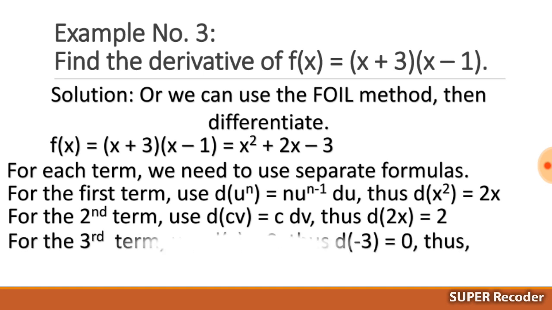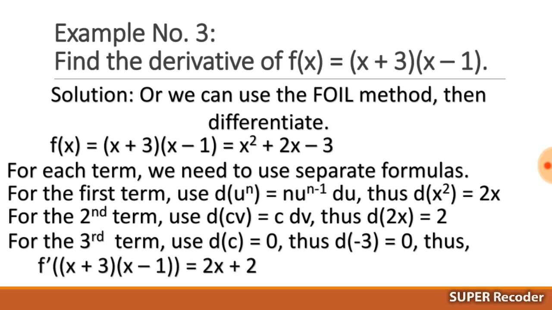And for the third term, since it is a constant, we're going to use the derivative of a constant, which is equal to 0. Regardless of whether it is positive or negative, the derivative of a constant is 0. Thus, the derivative of your function here is equal to 2x plus 2.